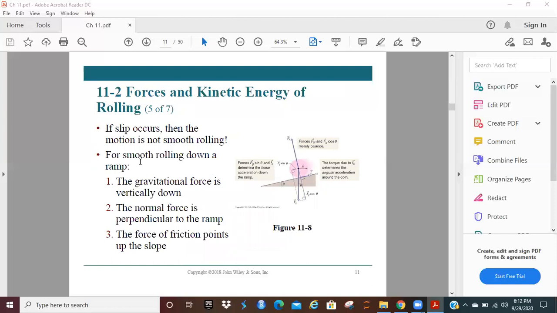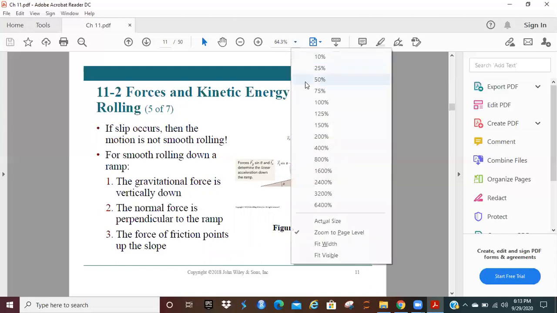If a slip occurs, then the motion is not considered to be smooth rolling. So for smooth rolling down a ramp, the gravitational force is vertically down, no surprise there. The normal force is perpendicular to the ramp, and the force of friction points up the slope because this ball is rolling down. So this is attempting to resist that particular progress.